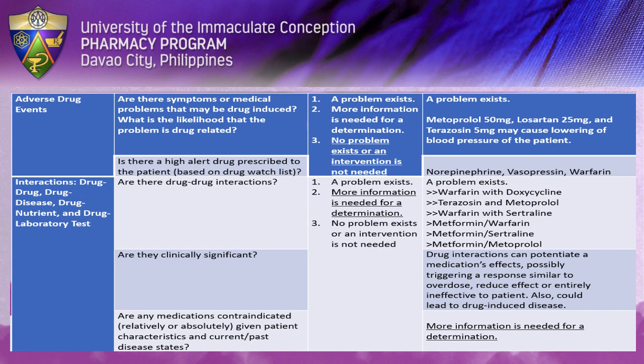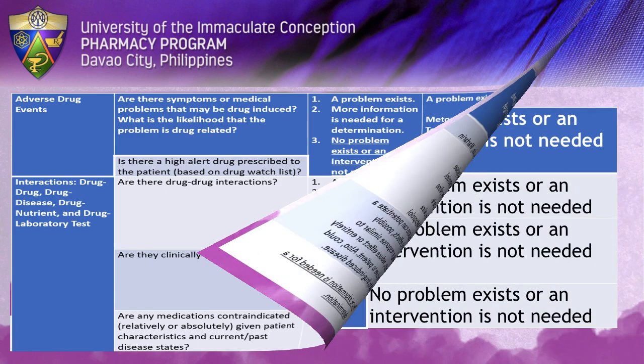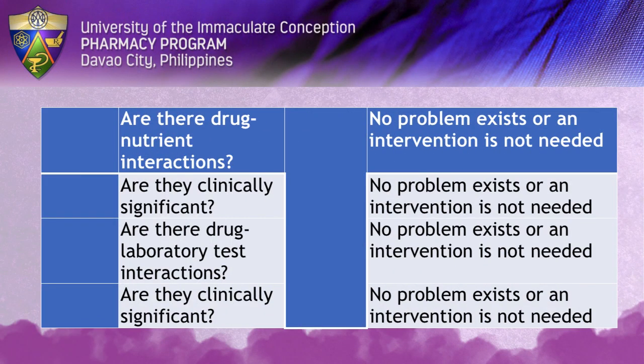Are any medications contraindicated relatively or absolutely given the patient characteristics and current or past disease states? More information is needed for a determination. No problem exists or an intervention is not needed for both drug-nutrient interactions and drug-laboratory test interactions, and they are both not clinically significant.